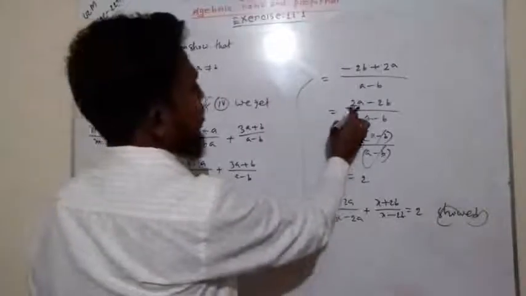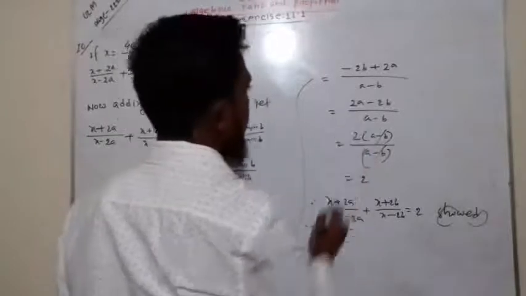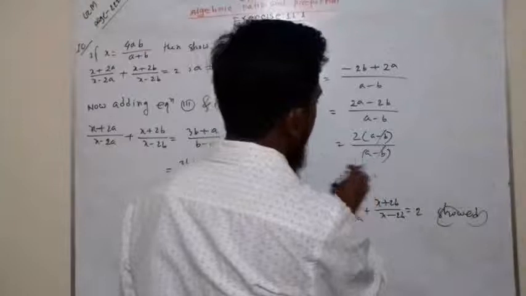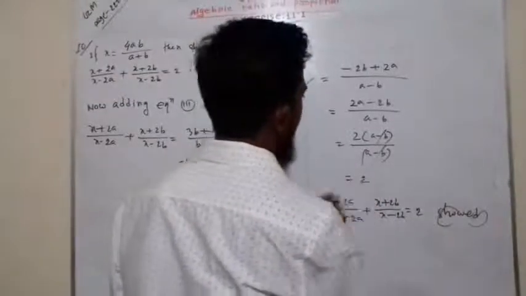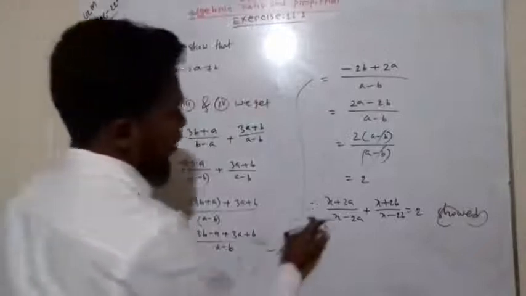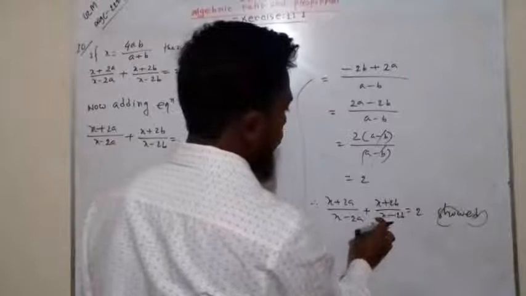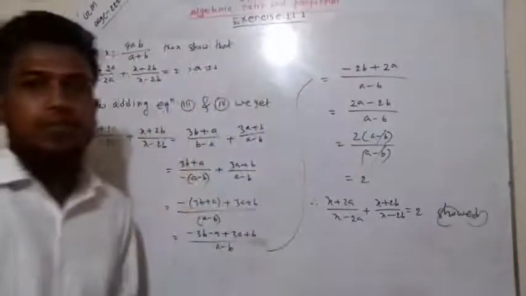So we can write (2a minus 2b) divided by (a minus b), and taking common 2, (a minus b) divided by (a minus b), and then cancel a minus b upon a minus b, so equal to 2. So therefore x plus 2a divided by x minus 2a plus x plus 2b divided by x minus 2b equal to 2, as required.